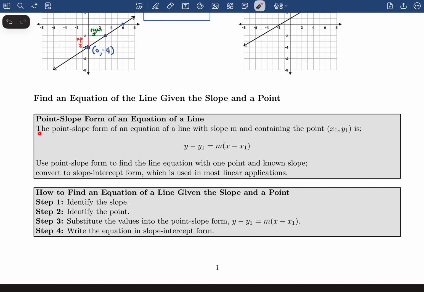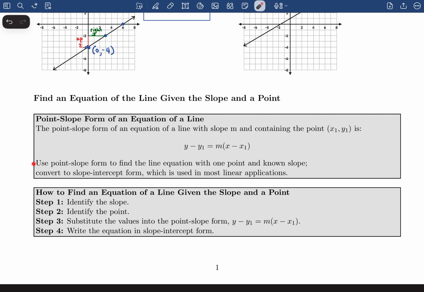So the point-slope form of an equation of a line with slope m and containing the point x1, y1 is y minus y1 is equal to m times x minus x1. Okay, so really fast, this x1 and y1, they are the values of the point that is known. We know this point. Okay, so it'll be an actual point in space that we know. And once again, m is the slope, right? The slope is m. So if we know a point in space and a slope, well, we can use this form of a line.